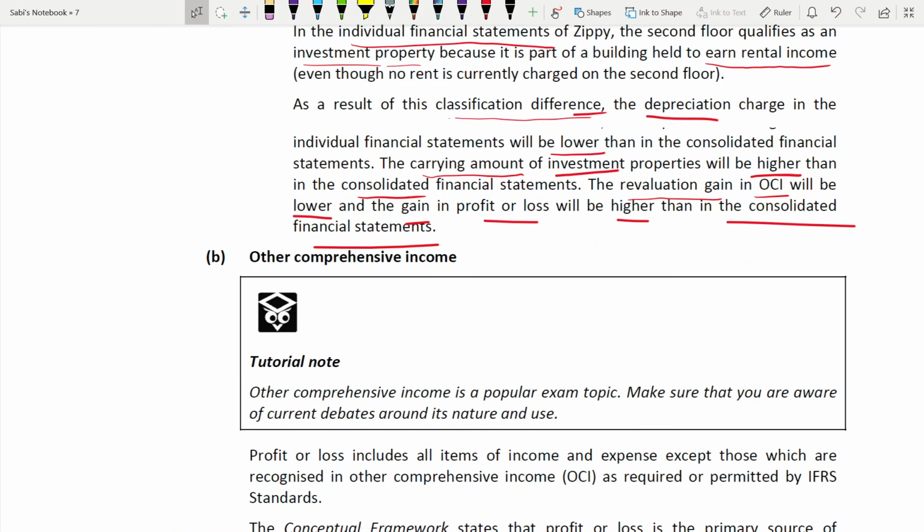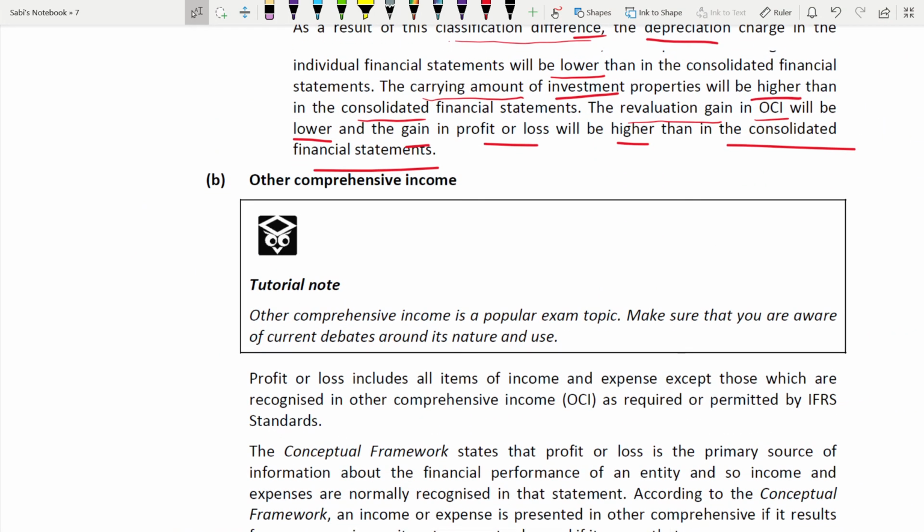Okay. OCI. So this is the topic. It is a popular exam topic. Popular exam topic says it all. The moment popular is there, we know what to do. Study and come. Make sure that you are aware of current events about its nature and use. Make sure. Next.